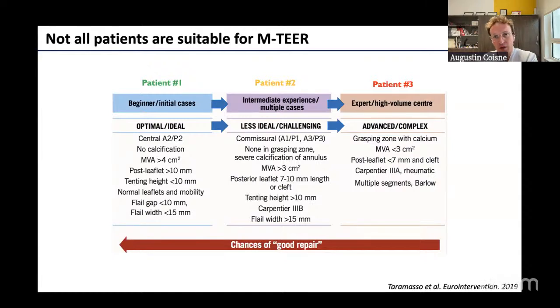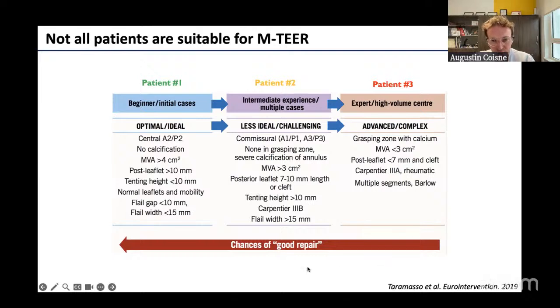On the opposite side, on the right side, we have patients like our patient number three. When we have a grasping zone with calcium, a stenosis, meaning an area less than 3 centimeters square, a very short posterior leaflet of 7 millimeters, or a cleft, a rheumatic disease, or a Barlow disease with multiple segments. These are, let's say, probably more challenging. And in between, we have less ideal, more challenging cases, but we can propose edge-to-edge repair in these patients.